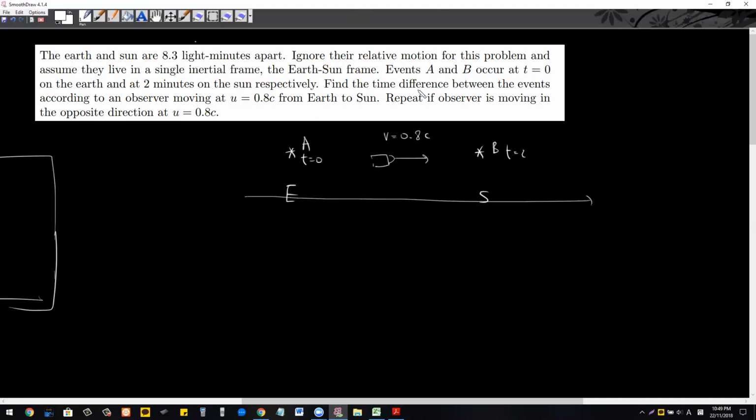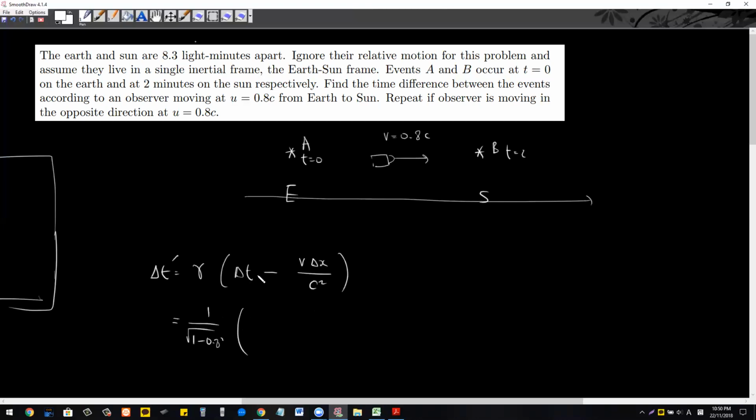So we're looking for the time difference, right? Delta t. This is a Lorentz transformation. Delta t dash is gamma times delta t minus v delta x over c squared. So we are looking for the time difference according to the spaceship. So the gamma is 1 over root of 1 minus 0.8 squared, right? What's the delta t, Navid?